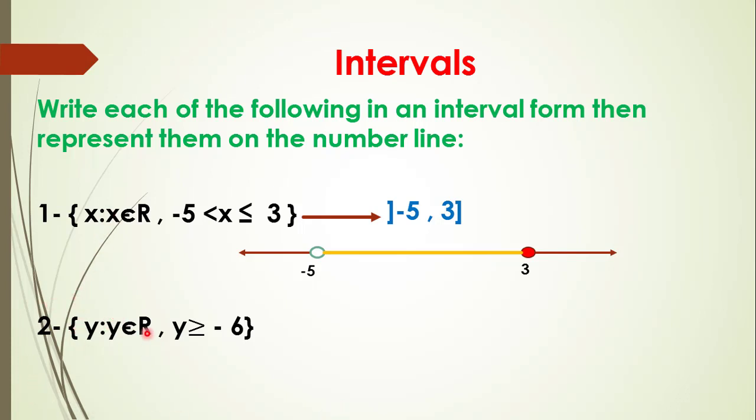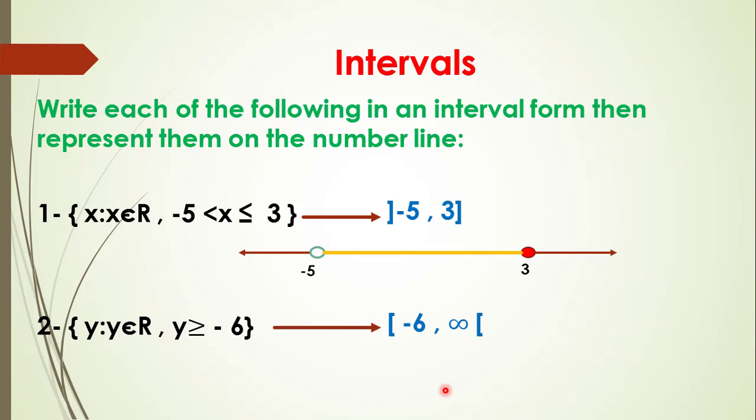Number 2, y such that y belongs to R, y greater than or equal to negative 6. So all the real numbers from negative 6 to infinity. And here we have this. It means that the smallest is negative 6. So I write negative 6, comma, infinity. I close at negative 6 and open, of course, at infinity, always open. Okay, so from negative 6 to infinity.